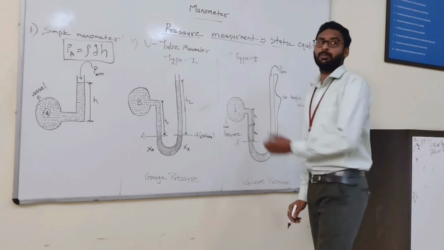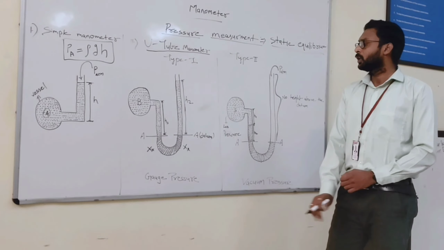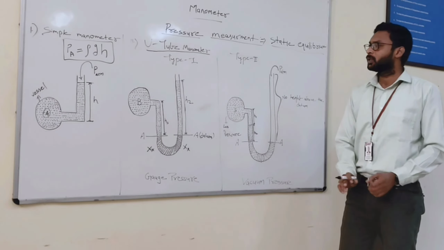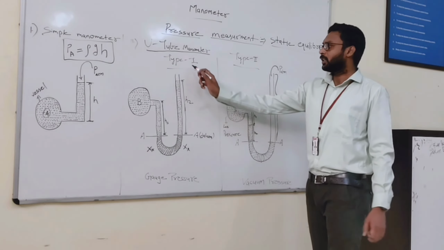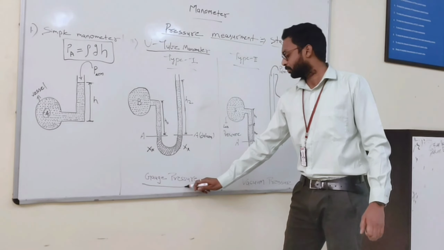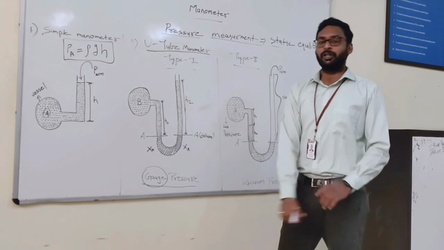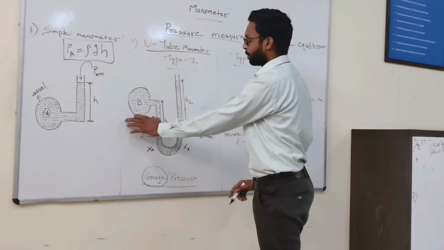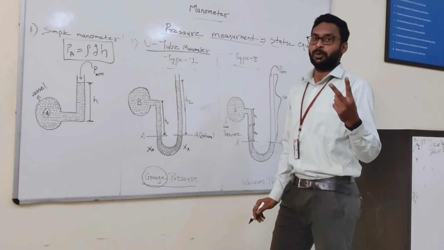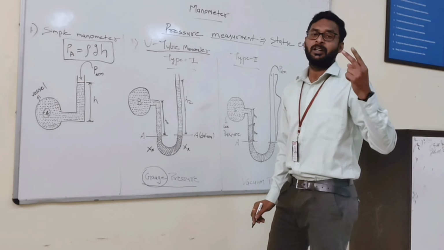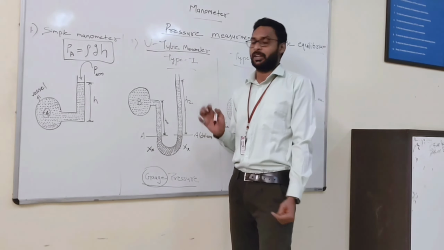Similarly, you can see the second type of manometer, that is the U-tube manometer. You can see those two diagrams: the type 1 equipment and type 2 equipment. The type 1 equipment measures the gauge pressure. What do you mean by gauge pressure? You are going to find out the pressure of a liquid over here. In this case we are using two types of liquids: one is the heavier liquid and the second is the lighter liquid. On the left side you have a lighter liquid and on the right side a heavier liquid.